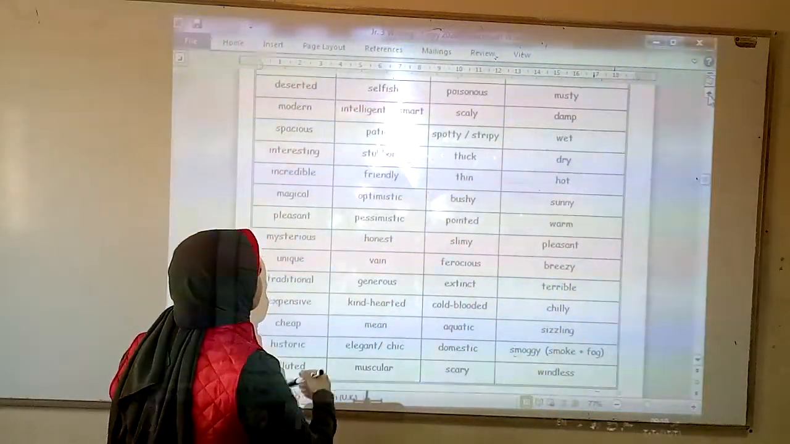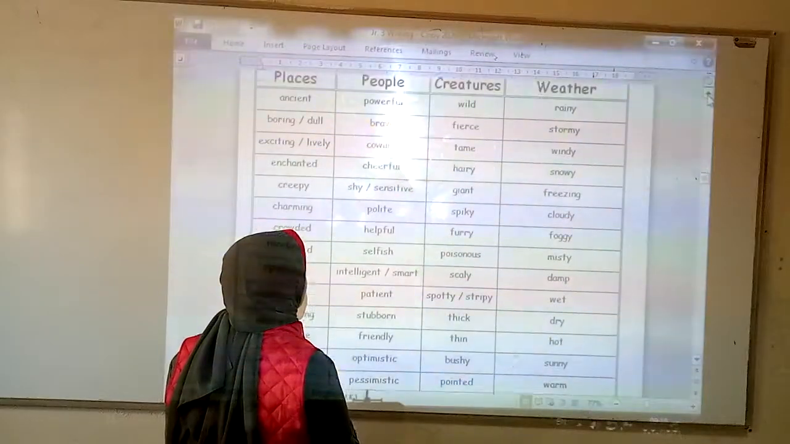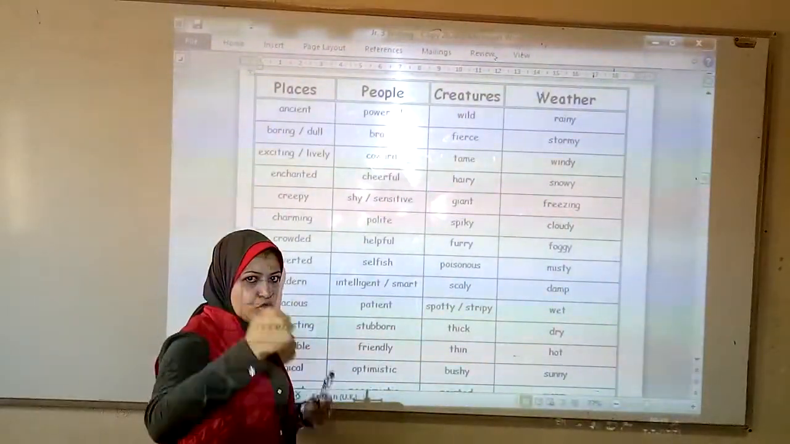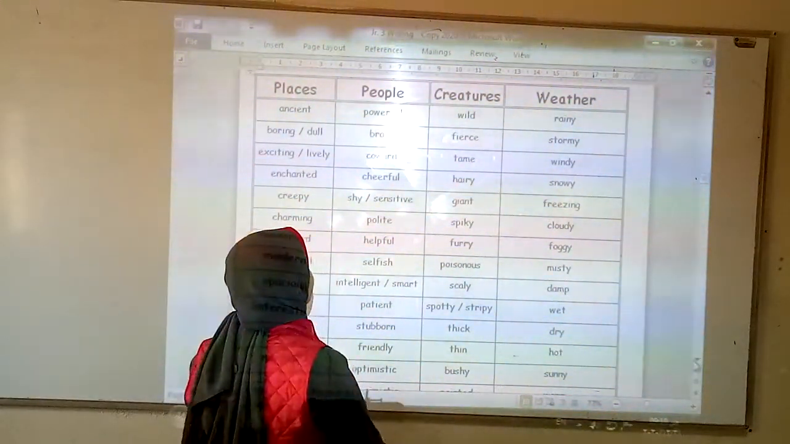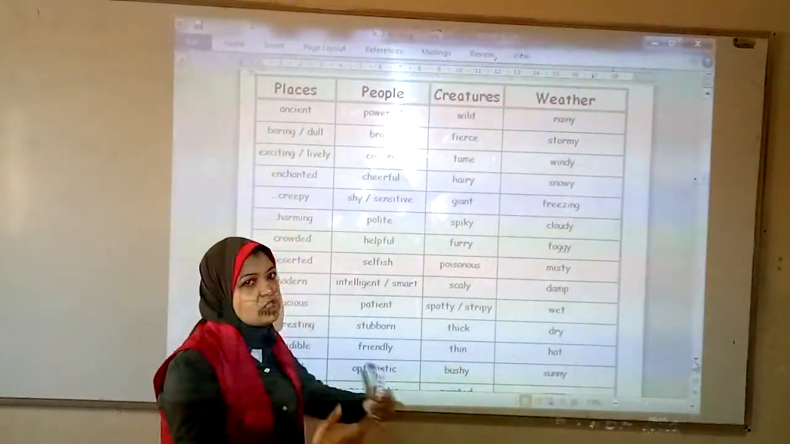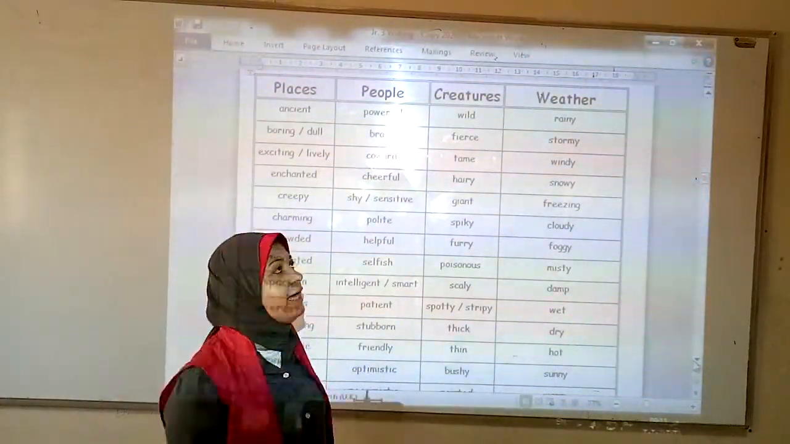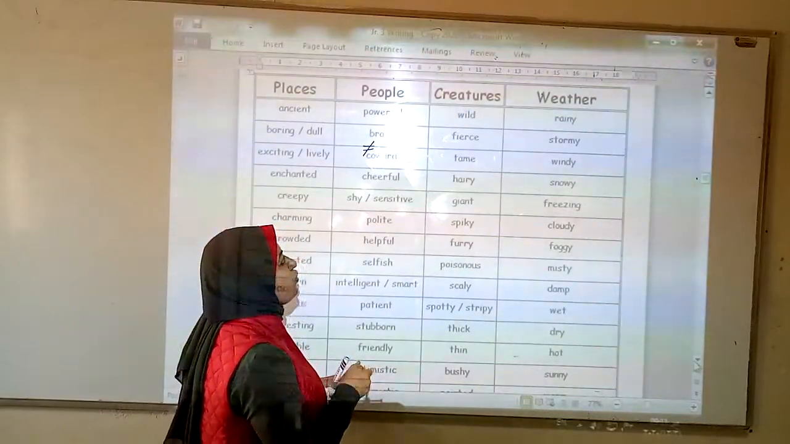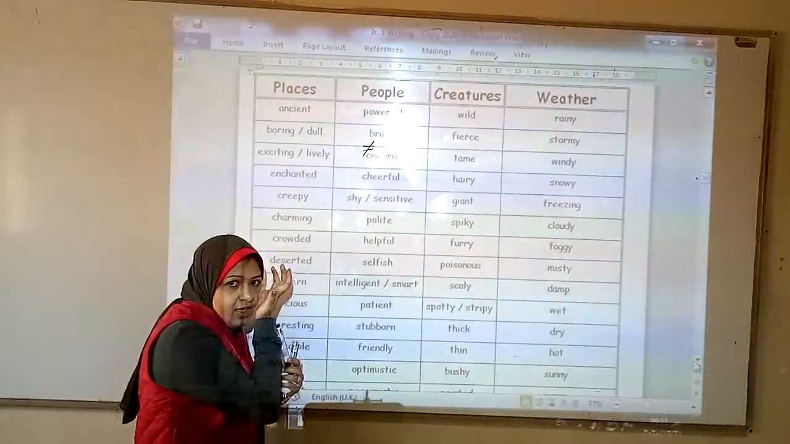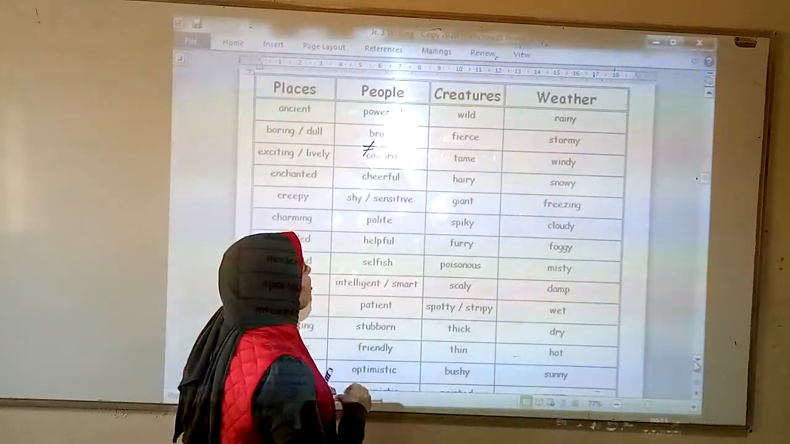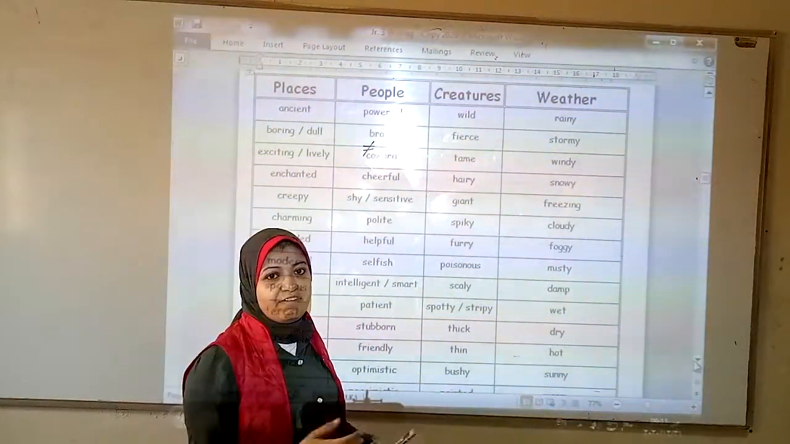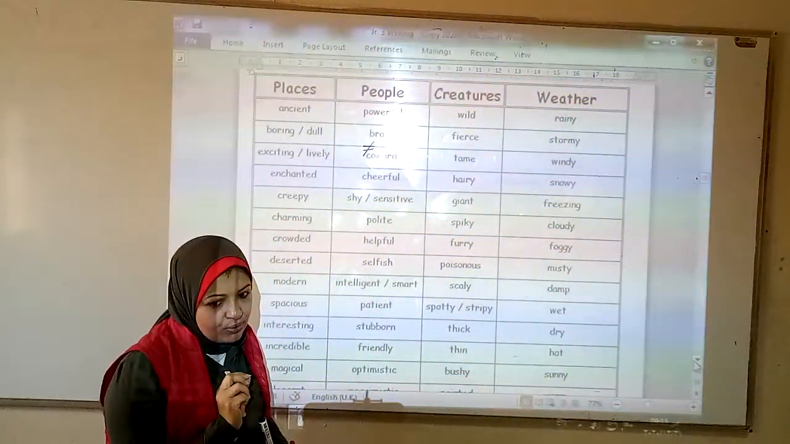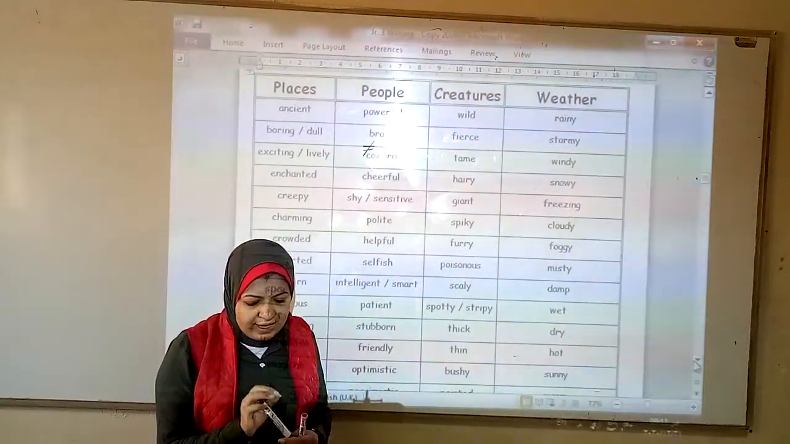Let's go to the second column. People. To describe people, powerful means strong with power. Brave, someone who is not afraid of anything, can face anything. Coward, it's the opposite of brave, someone who is scared of anything, even if it is a little thing. Cheerful, someone who is happy and giving positive energy to everyone. Shy and sensitive, someone who doesn't want to talk to anybody, is shy.